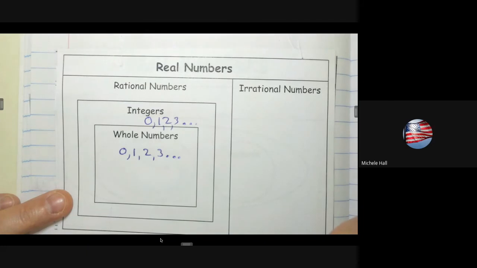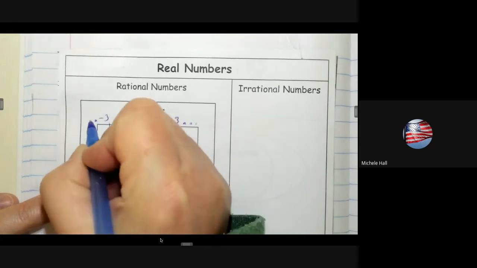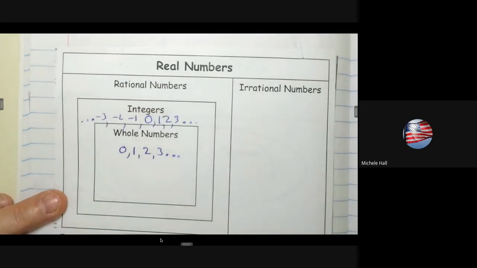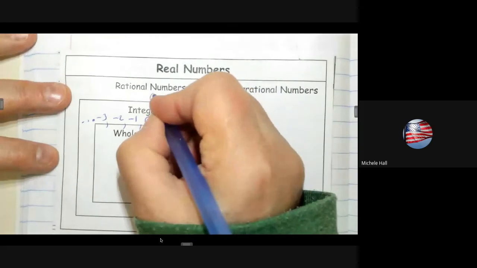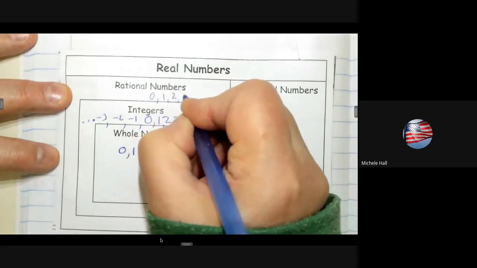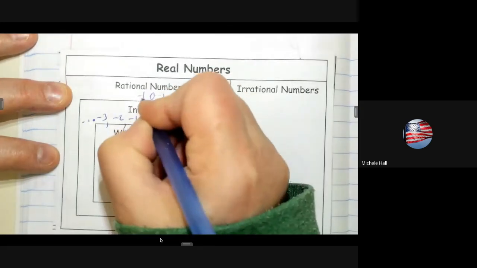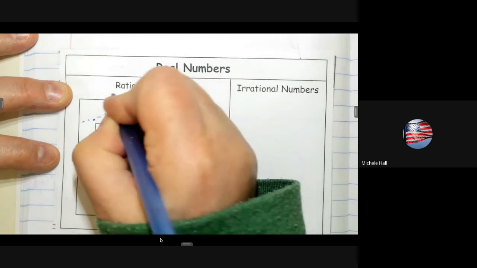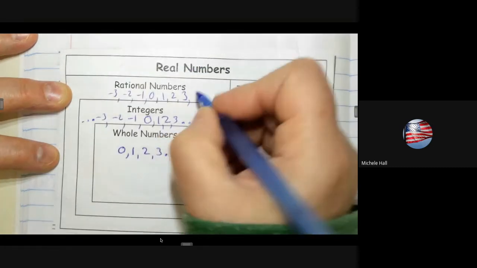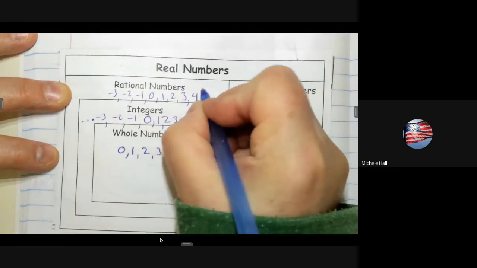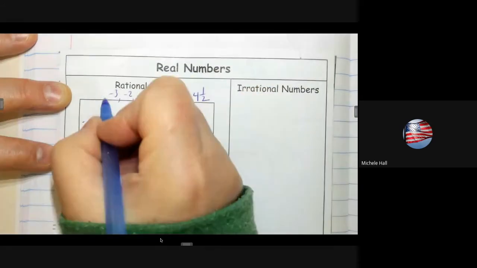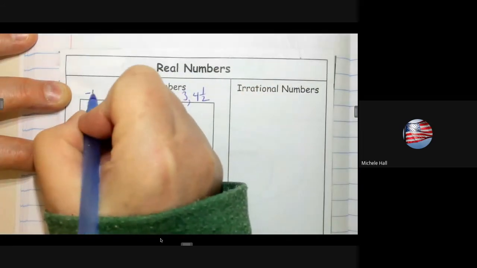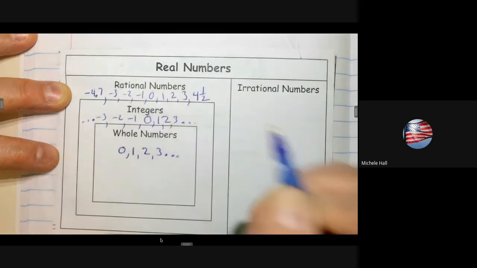But integers also have the negative numbers: -1, -2, -3 to infinity. Rational numbers have 0, 1, 2, 3. They have the negative numbers, but they also have fractions like 4.5 and decimals like 4.7.